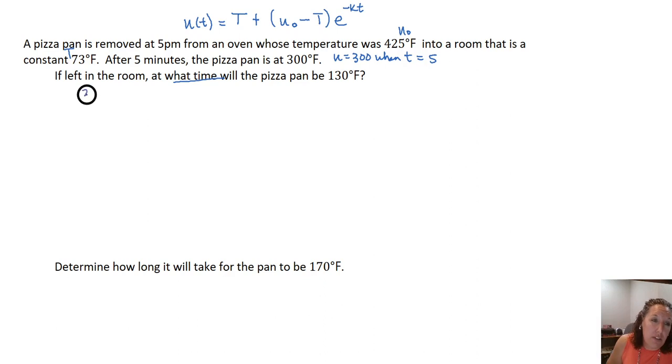All right, so let's first find that k value. So 300 equals 73 plus u naught, which was 425, minus 73, times e to the negative k times 5 minutes.